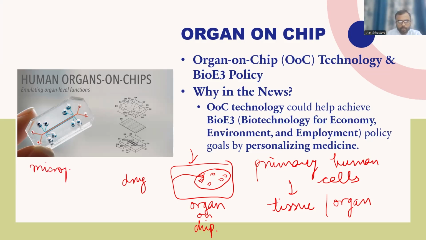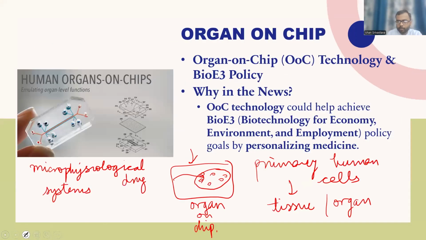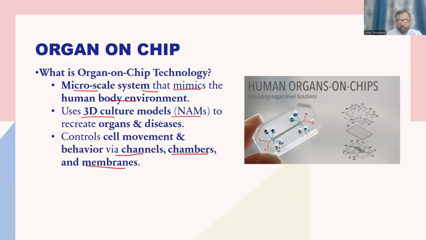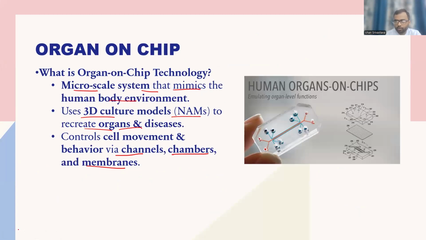They're also called microphysiological systems. So it's a micro scale system that mimics the human body environment, to make it suitable for growth of tissues. And then you use 3D culture models to recreate organs and diseases. So you will recreate an organ and a disease, and try to use a drug to solve that disease, and find whether it is efficient or not, right? And you'll also control cell movement and behavior via various chambers, channels, and membranes.